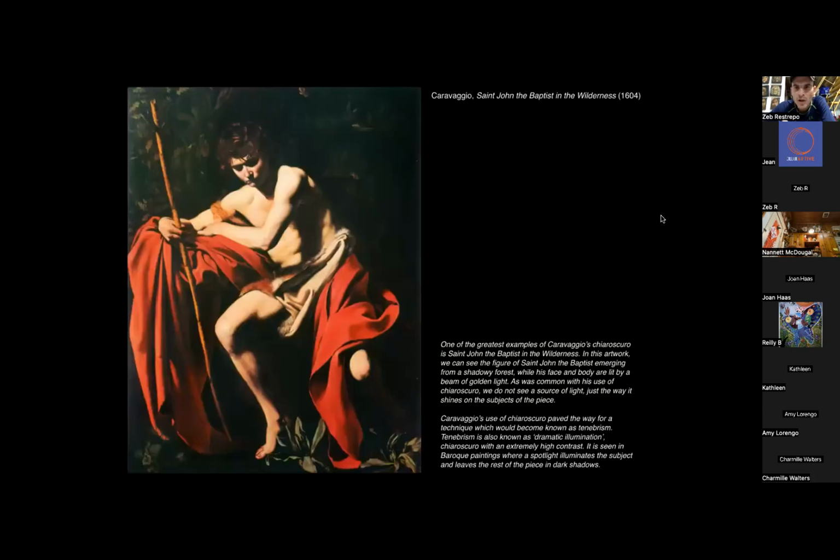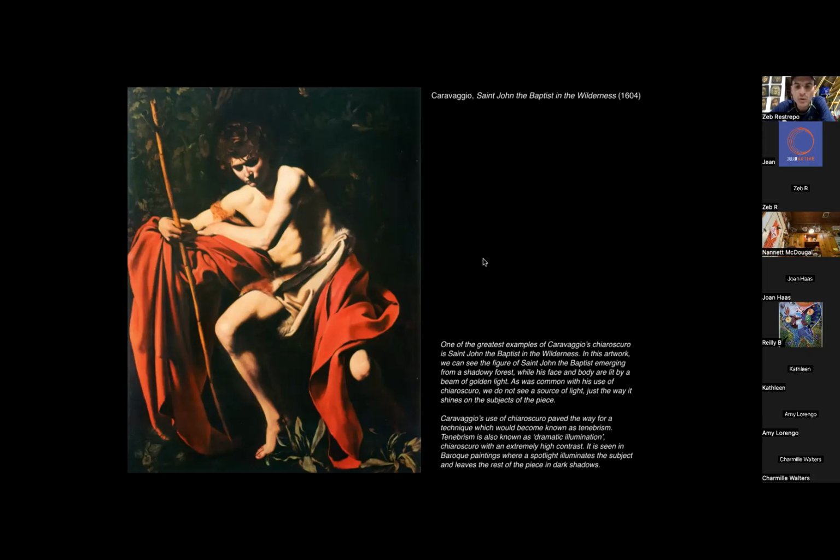So here we have Caravaggio, St. John the Baptist in the Wilderness, 1604, one of the greatest examples of Caravaggio's chiaroscuro. In this artwork, we can see the figure of St. John the Baptist emerging from a shadowy forest, while his face and body are lit by a beam of golden light. As was common with his use of chiaroscuro, we do not see a source of light, just the way it shines on the subject of the piece.